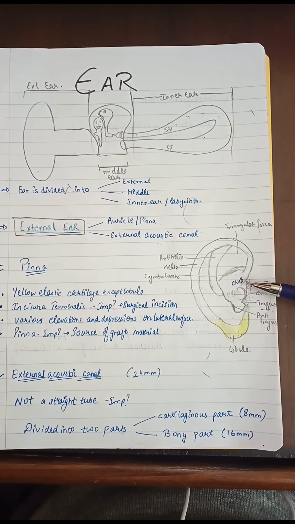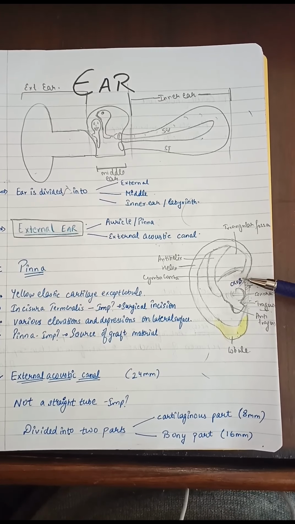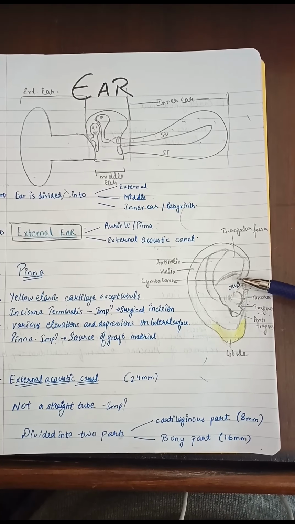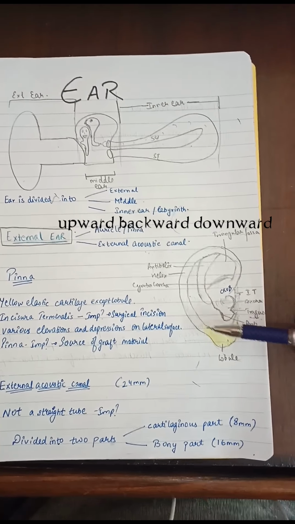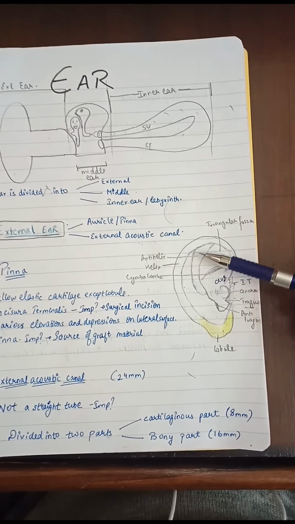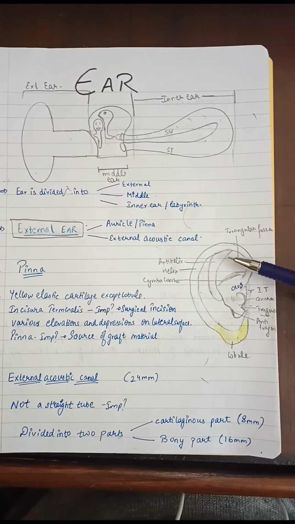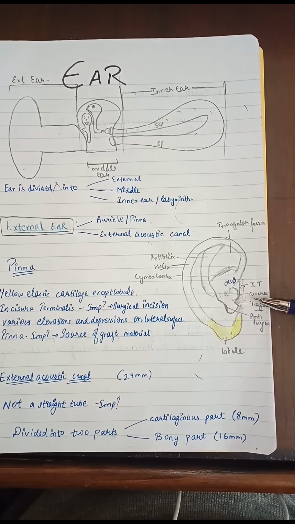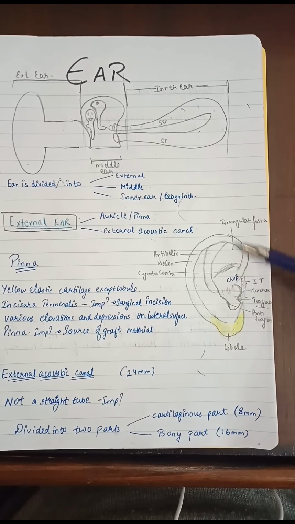And continuing from the incisura terminalis is the crus of the helix. So we can say that the incisura terminalis is present between the crus of the helix and the tragus. Continuing from the crus of the helix is the helix, which moves upward, forward, upward, backward, and downwards, and it continues into the lobule. There is another elevation called the antihelix, and another called the scapha, and between these two elevations is the triangular fossa. And there is another depression called the concha, which continues into the external acoustic canal.